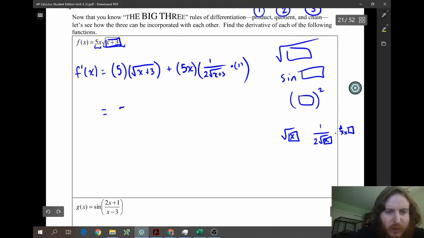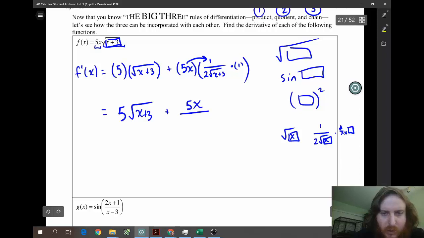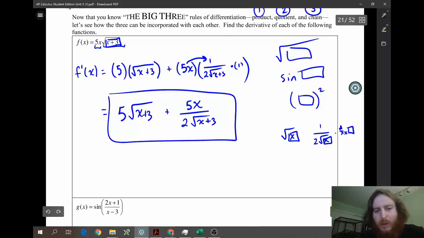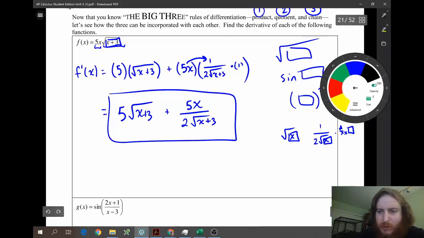So this gives us 5 square root of x plus 3 plus, now a lot of times what you'll see happen is that when you have a fraction, you move the terms being multiplied up to the numerator. So 5x over 2 square root of x plus 3. And this is a totally perfect answer. I would leave this as my answer. In some multiple choice questions, you will see them go ahead and simplify this.